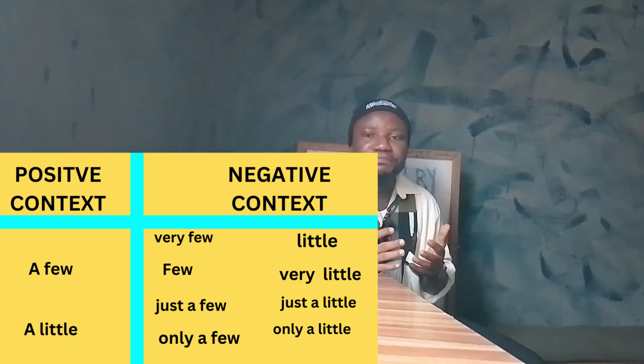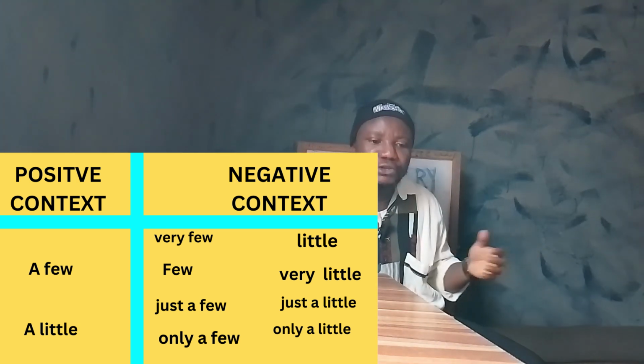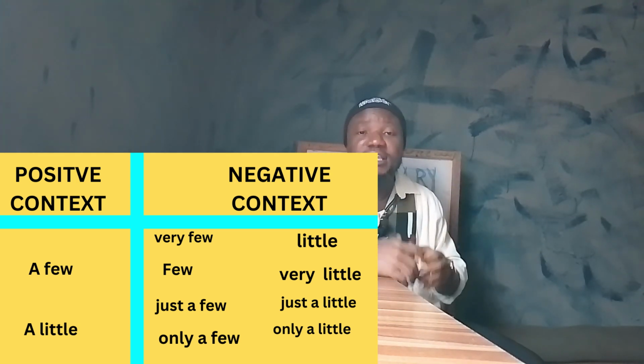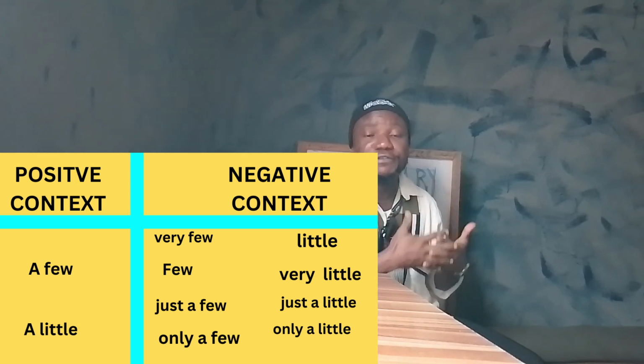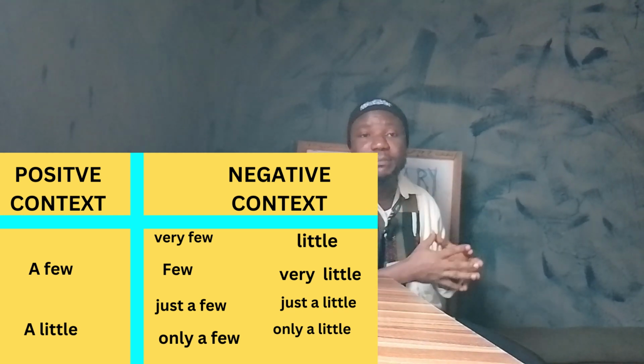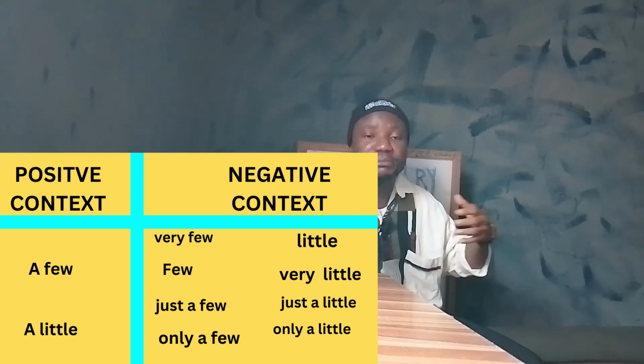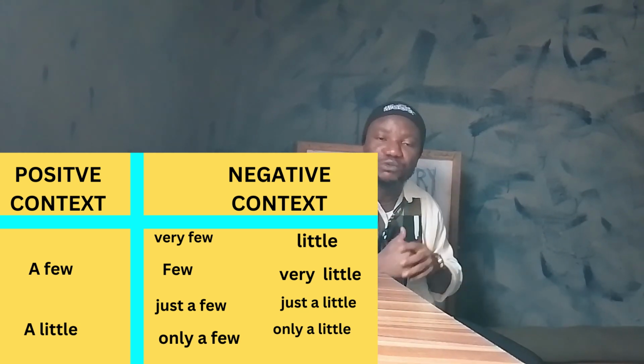And if it's onions or clothes or cups, whatever it is that you have, just simply say, oh, I can help you because I have a few left. And that is when you're talking about countable items that you can still afford to give out because you have a couple of them still with you.